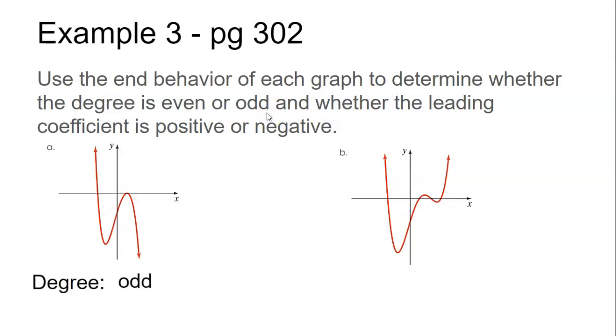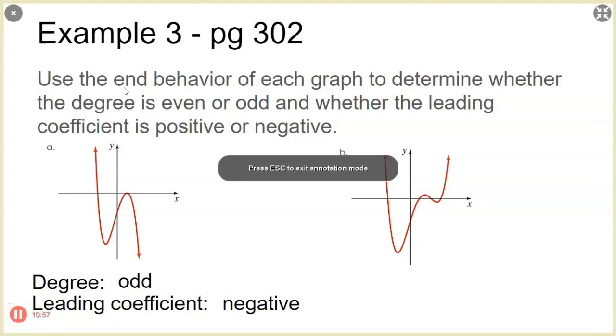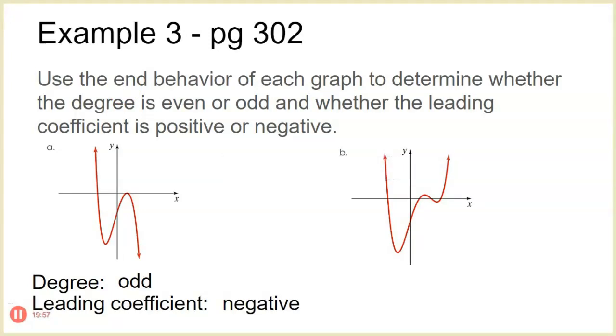So with A, you should get odd degree because they are in opposite directions. Only odd degree functions look like this, where we have x cubed, x to the fifth power, x to the seventh power, and this would have a negative leading coefficient, because if I compare this to x cubed, it is something like this. So I can do that.